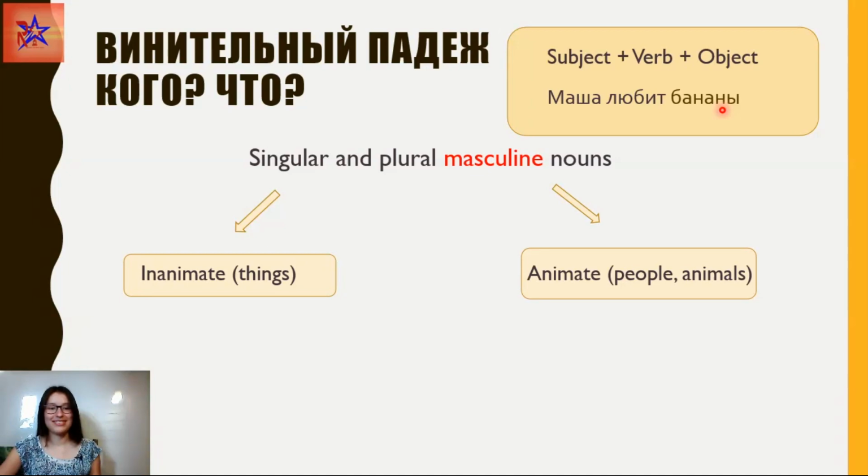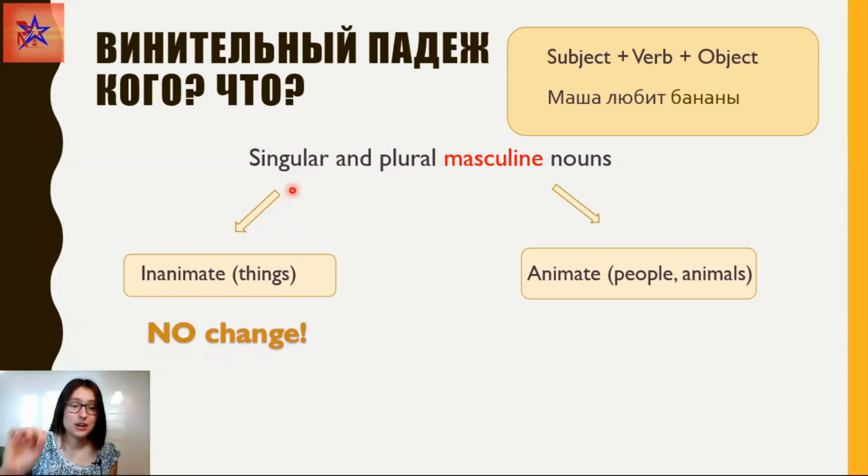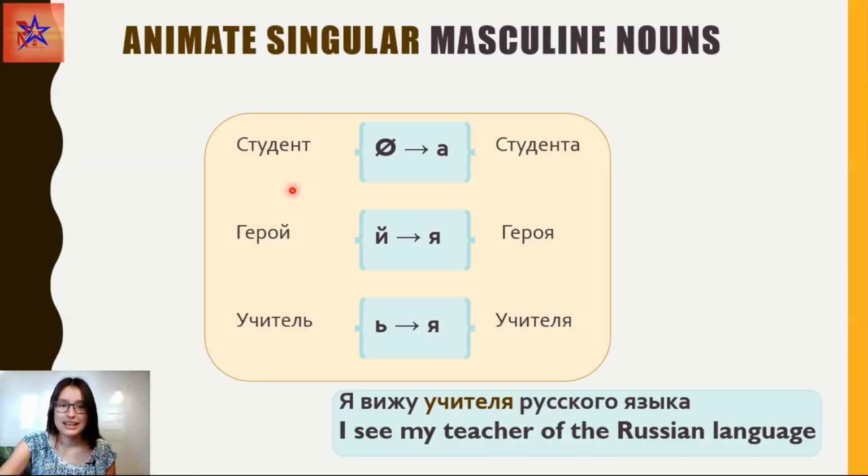And first of all, we will need to remember different endings. And you need to know if it's plural or singular. And let's see the endings of singular and plural masculine nouns. So we need to differentiate between inanimate things and animate people, animals. So animate things don't change in the accusative case, only if it's a masculine noun. Okay?